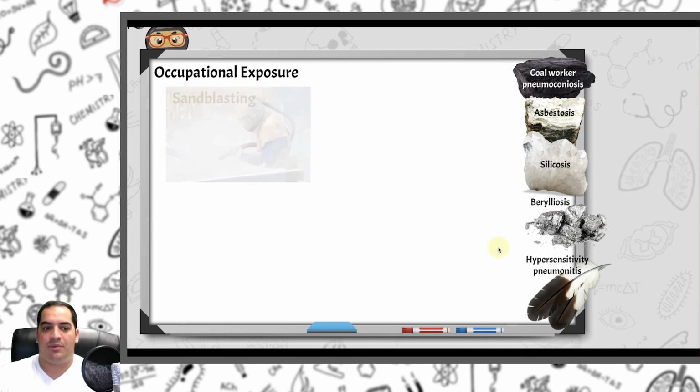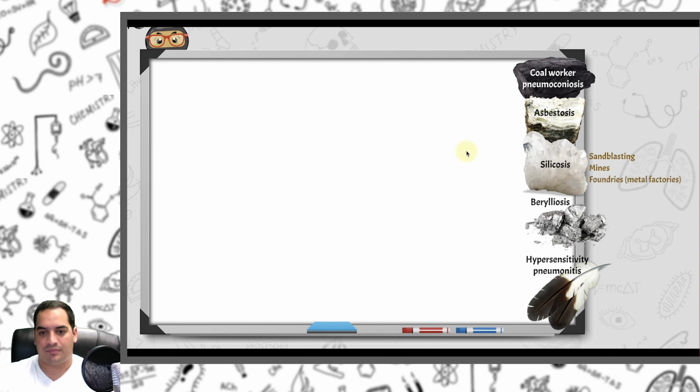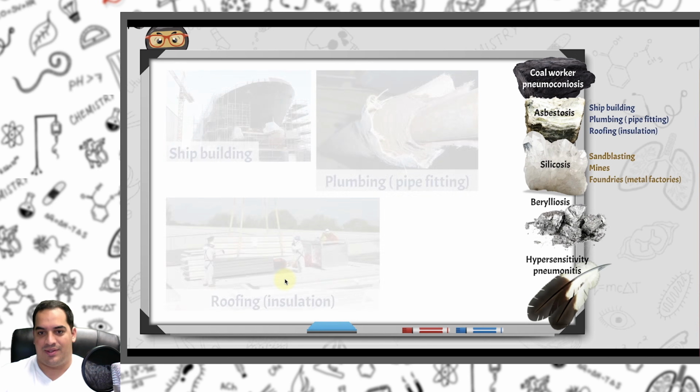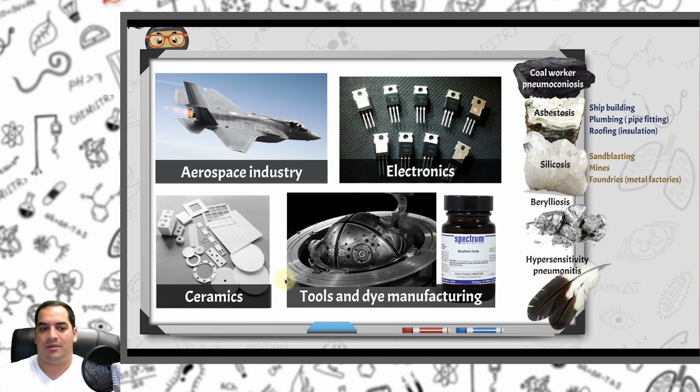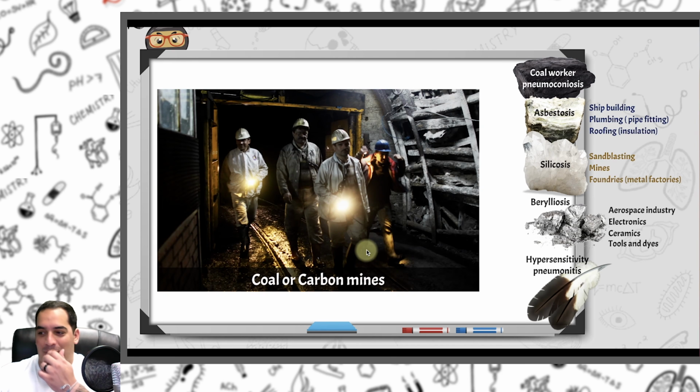So if I have some exposure and I'm working in an industry that has sandblasting, mines, or foundries like metal factories, which one am I most susceptible to? Coal workers, asbestos, silicosis, berylliosis, or hypersensitivity? It's likely going to be silicosis. Okay, if I have some type of exposure for shipbuilding, plumbing, or roofing, which one would it be? Asbestosis. And then if I have some type of work in aerospace industry, electronics, ceramics, tool dyes, and manufacturing, it would be berylliosis.